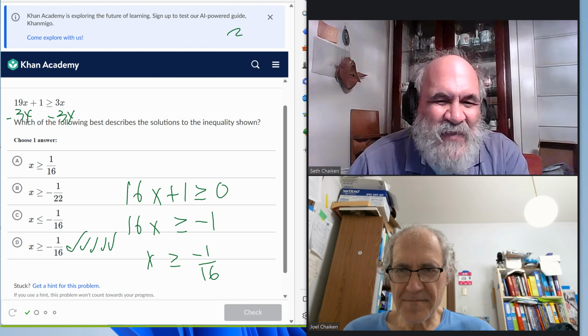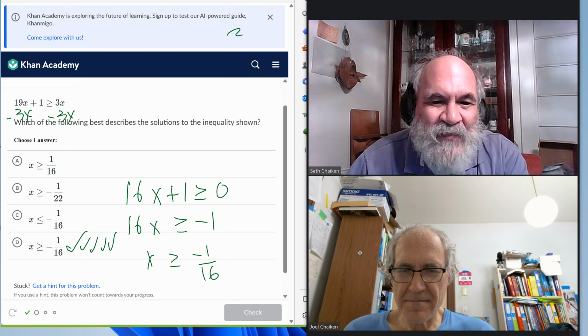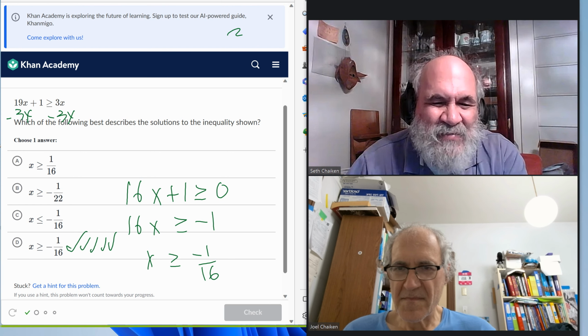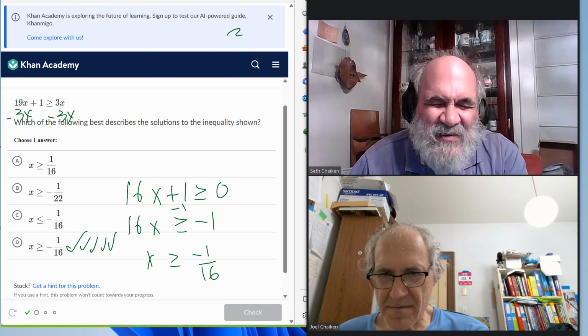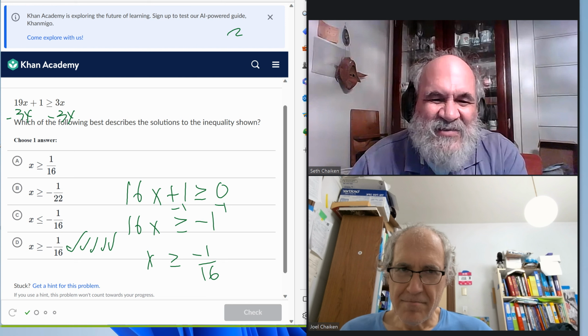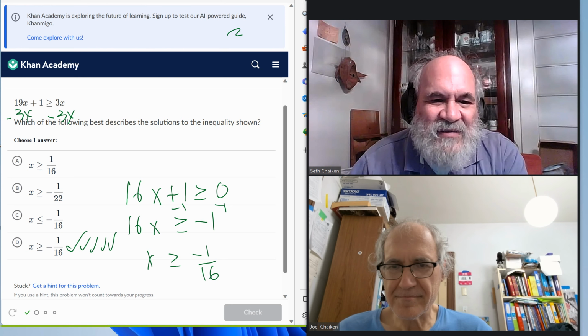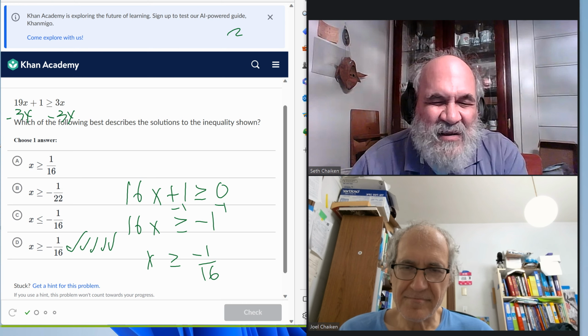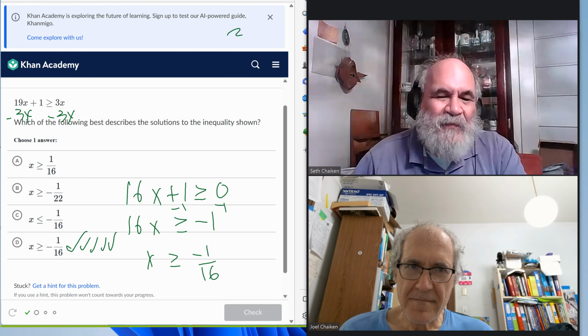Getting the inequality equivalent to 16x plus 1 is greater than or equal to 0. Then subtract the 1 from both sides and get 16x is greater than or equal to negative 1. Then divide both sides by the positive number 16, preserving the sense of the inequality, and we get an inequality that matches choice D.